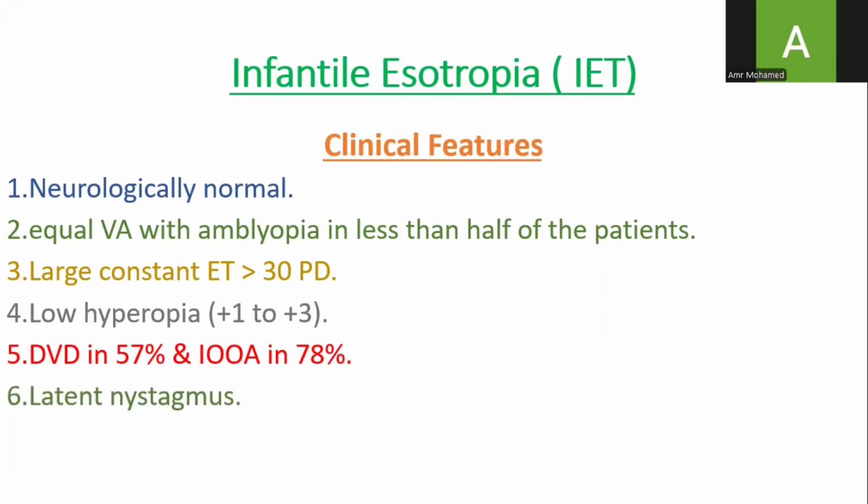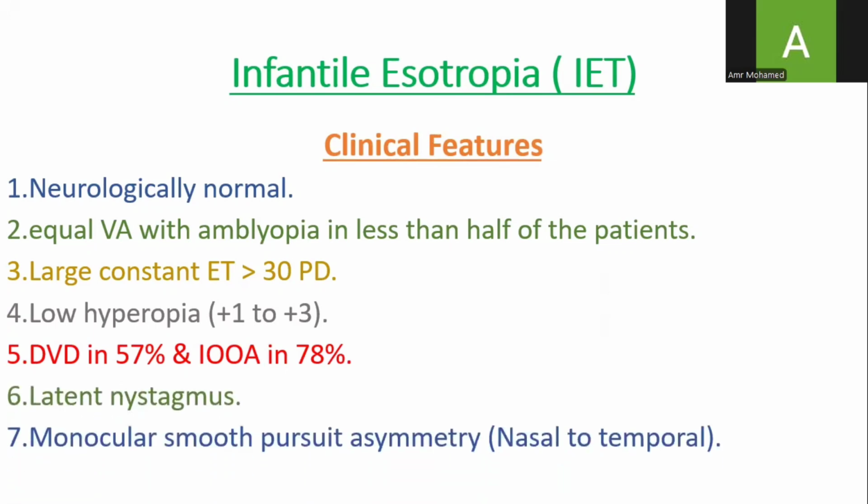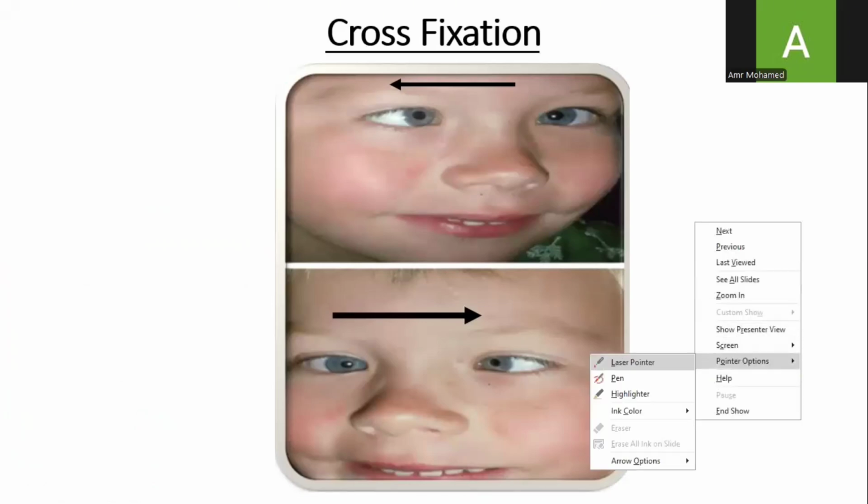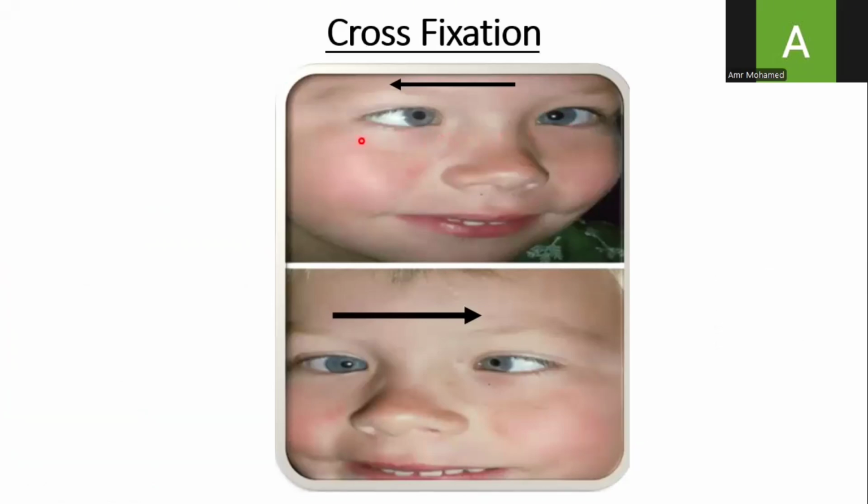Also, latent nystagmus will happen later. And monocular smooth pursuit asymmetry, nasal to temporal asymmetry, when we are using the OKN drum on those patients. So here we are demonstrating the cross-fixation. And here, when the patient is looking to the right gaze, he is using the left eye, and that will lead to pseudo abduction deficit in the right eye.